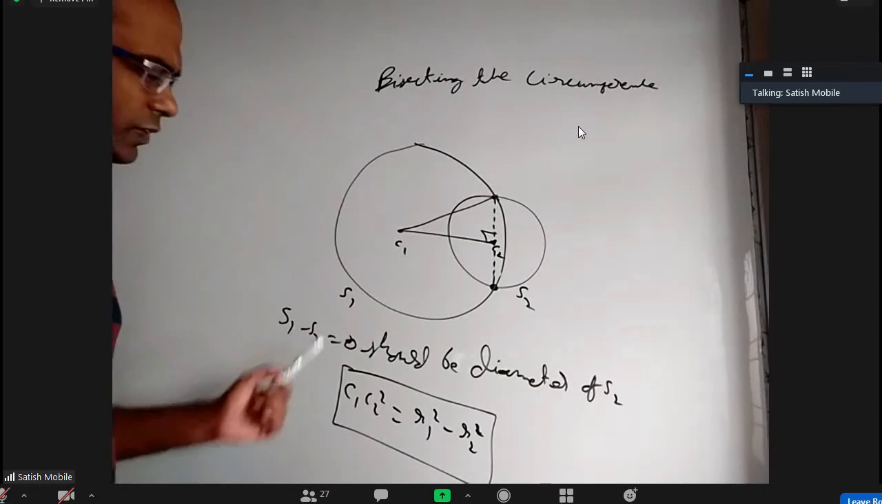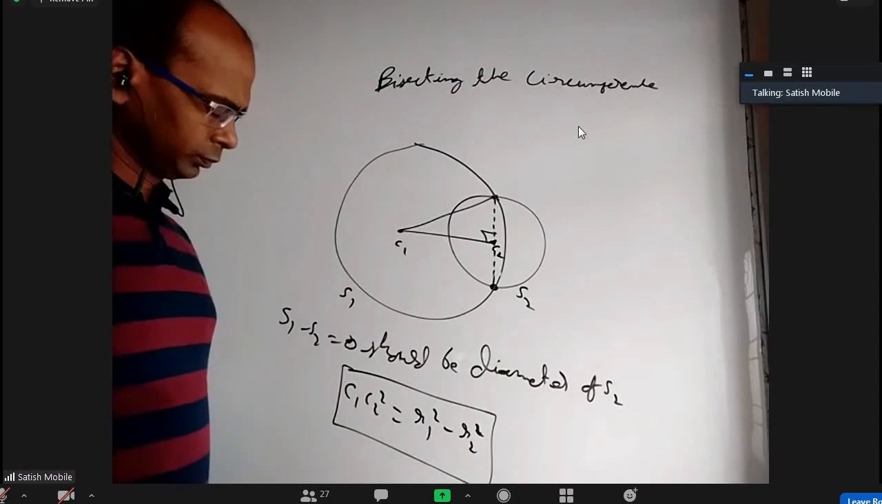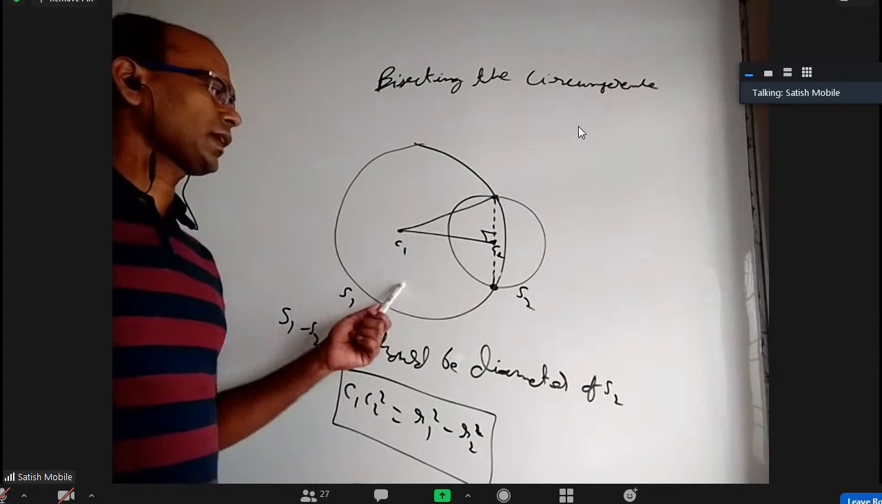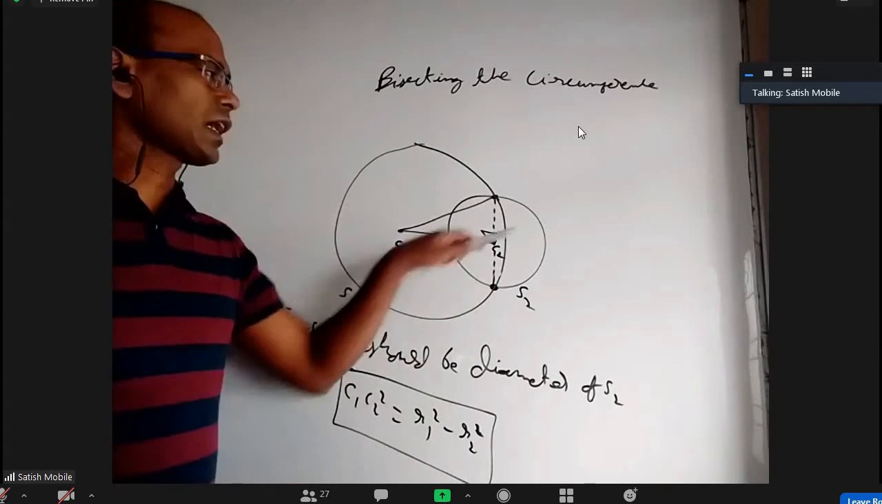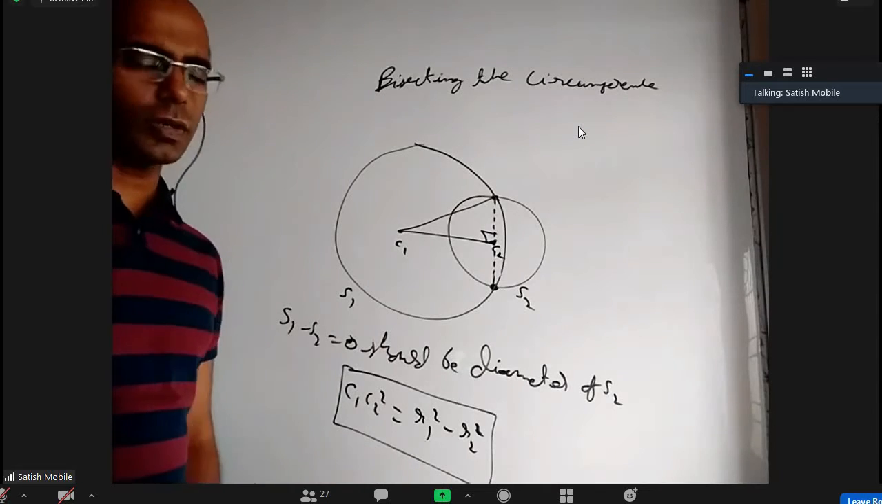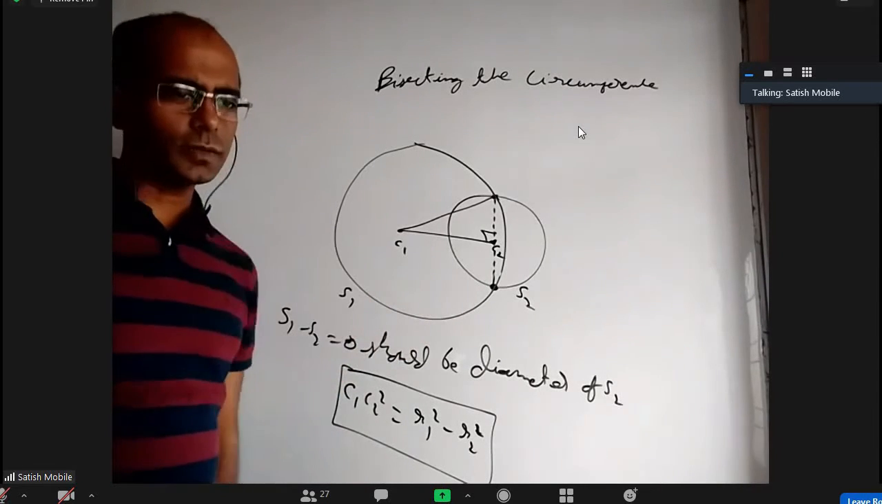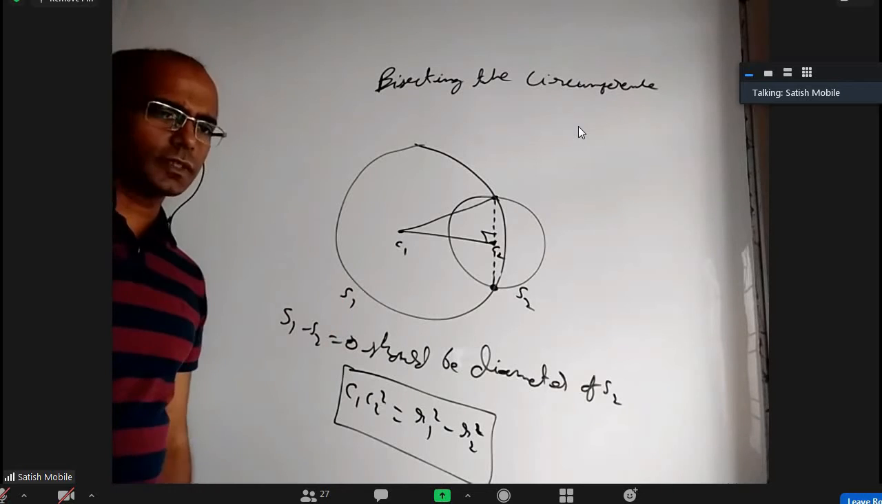In IPE, instead of giving a question like bisecting the circumference, they just ask: subtract, the common chord of these two is a diameter of the second circle, please show that. That is very obvious, we just substitute the center into the line. But in mains, we have some more questions like that.